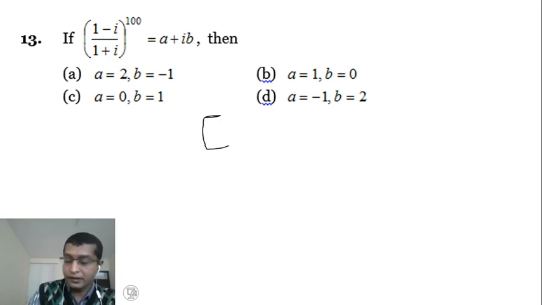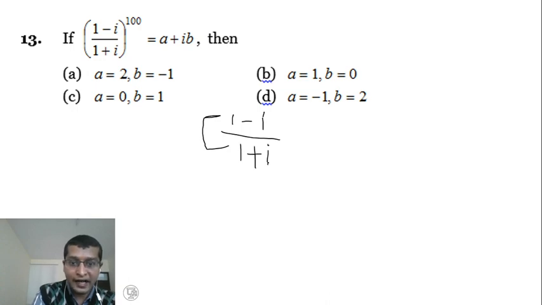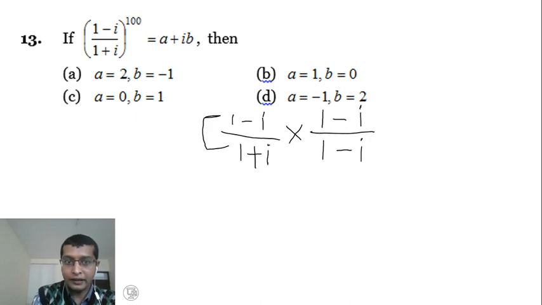Very simple it is. I am not taking the power right now, and I am not taking the RHS also. I simplify the p by q complex number (1 minus i) divided by (1 plus i). Next, its conjugate, I multiply by (1 minus i) divided by (1 minus i), and the whole is raised to 100. So, next, it is of the form (a minus b) into (a minus b). It is (a minus b) whole square.